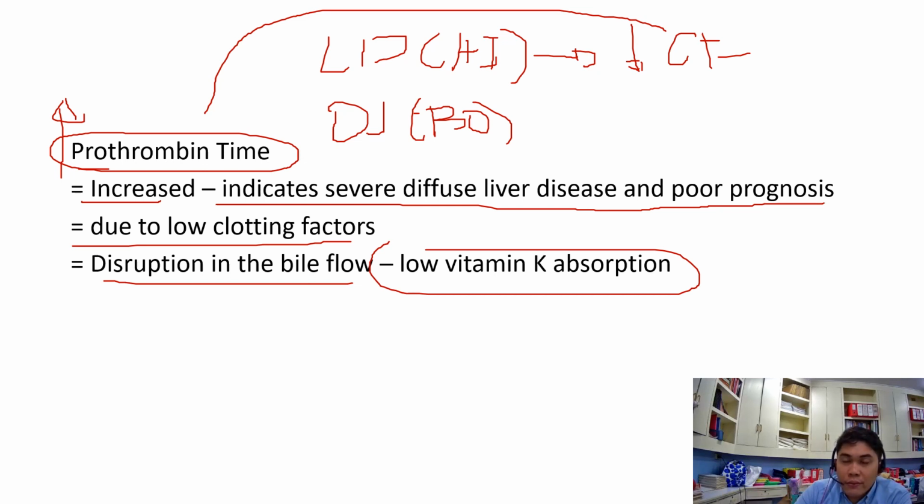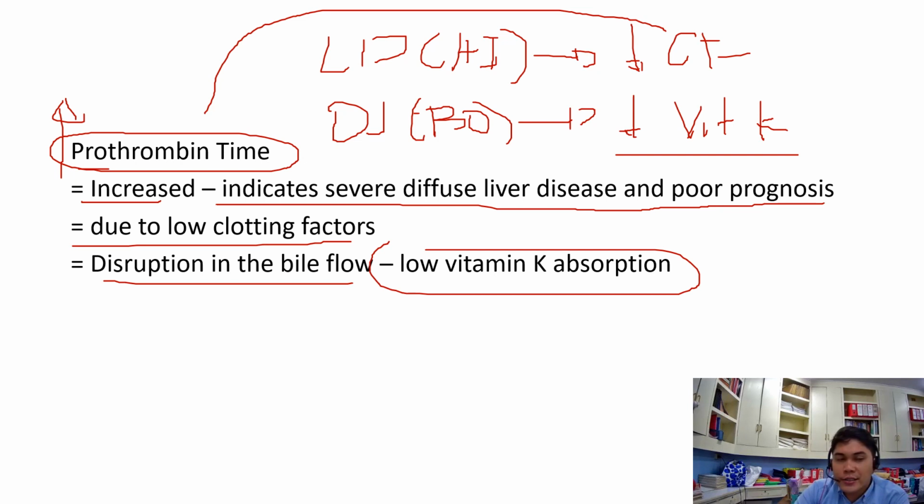decrease in bile flow, because bile is important in the absorption of vitamin K. So in biliary obstruction or obstructive jaundice, you have decreased vitamin K or vitamin K deficiency due to decreased vitamin K absorption. Why is there vitamin K deficiency? Why is there decreased absorption of vitamin K? It's because of decreased bile flow, because you need bile to absorb vitamin K. Okay? So these are the two causes of increased prothrombin time.